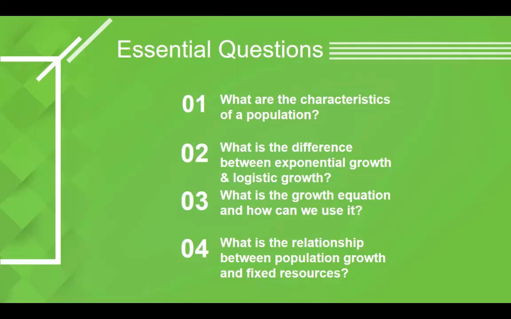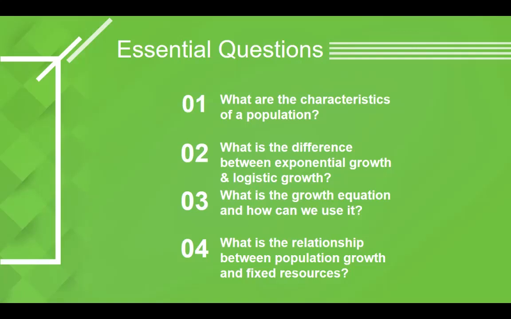And then lastly, number four, what is the relationship between population growth and fixed resources? Because to date, we don't have any other planet to live on. So what's here is what we have available to us, and as the population grows, those needs increase, and the amount of resources our planet has is fixed.